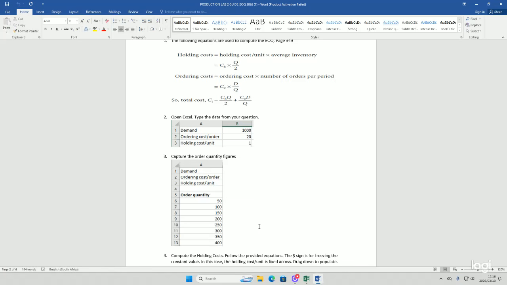Some may ask what is EOQ and what skill do they need to acquire from doing this lab. Okay, so with EOQ, you are just trying to determine how much of a product a company should order to meet the customer demand while also minimizing their holding cost and their ordering cost. So we just want to check how much of a product a company should order to meet customer demand while minimizing what? The holding and ordering costs.